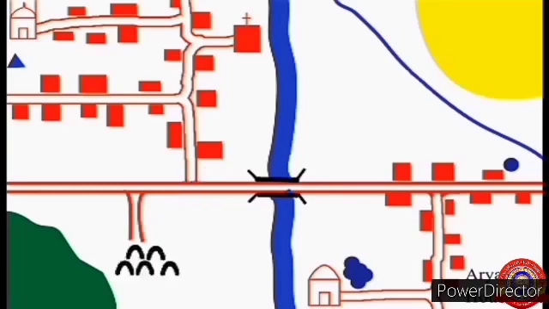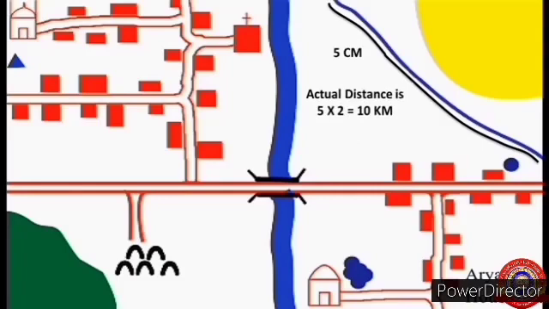Now question number 7. What is the length of the stream flowing west of the agriculture field? The answer is the length of the stream in the map is 5 centimeter. So the actual distance is 5 into 2, that is 10 kilometers.